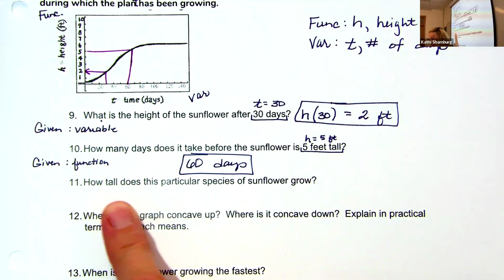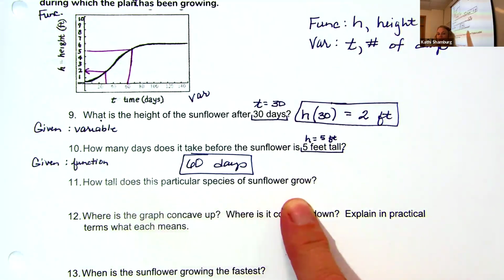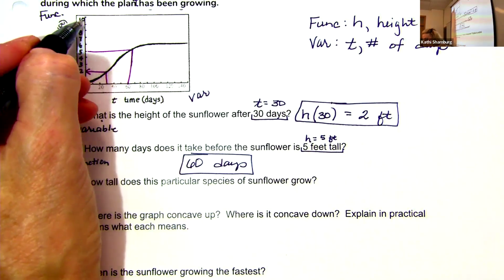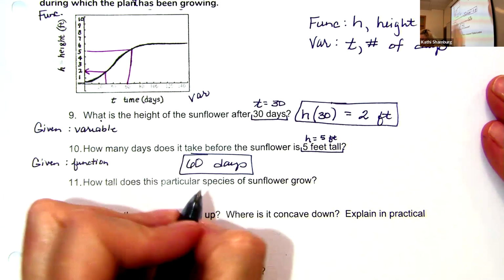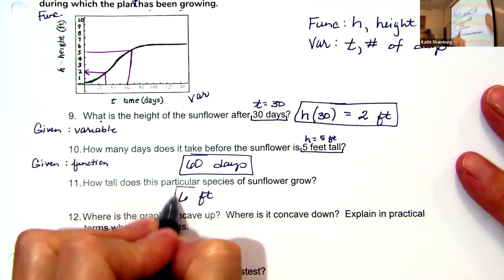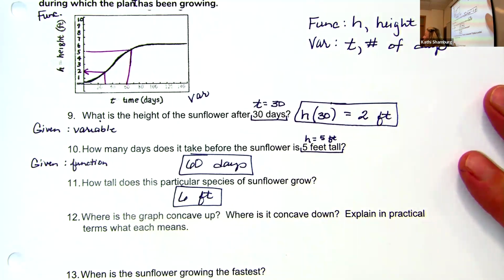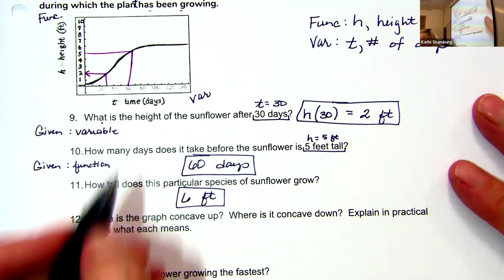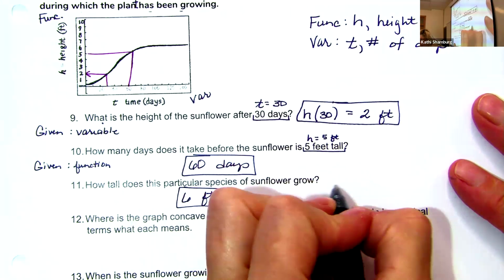How tall does this particular species of sunflower grow? 10 feet tall? No, 6. All right, I'd go with 6 feet. How do we know that? What is that called? It's a word that starts with an L. What? Limiting value. It's your limiting value. So it's slowing down, and this is called your limiting value.